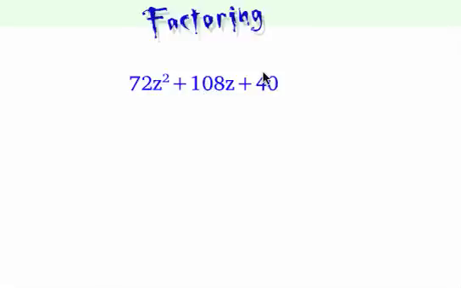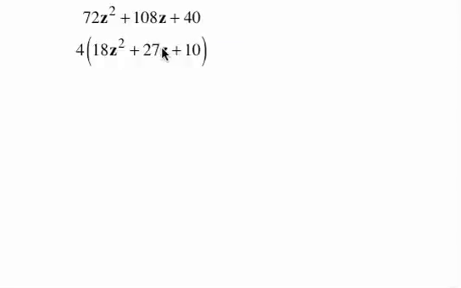Wow, okay, well what goes into 40? As we know, 10 and 4, or 8 and 5. Now 8 goes into 72, but it doesn't go into 108. So we're going to have to look at 4, and 4 is the common term. So let's go and do that. We factor out our common term, which is 4, and we're left with 18z squared plus 27z plus 10.